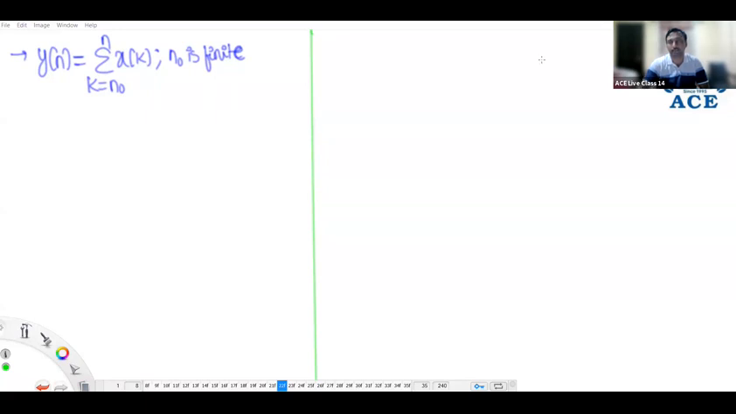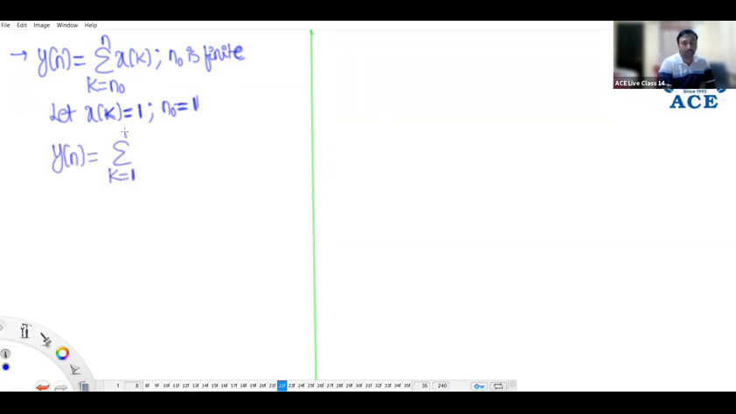Without solving, don't give the answer. To solve summations for stability in an easy manner, the technique is to assume input amplitude 1 and n naught also 1. Assume input amplitude 1, n naught 1. Such that what will happen to the system? Sigma k equals 1 to n of 1 is 1 plus 1 plus 1, like that n terms. So the answer is n. What is the graph of n, sir?